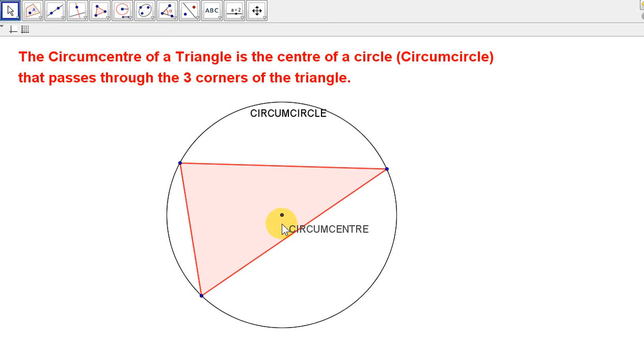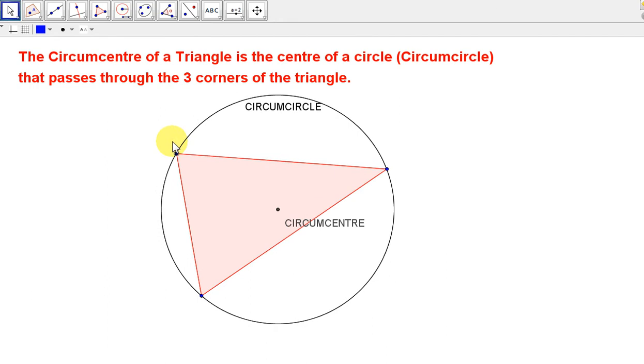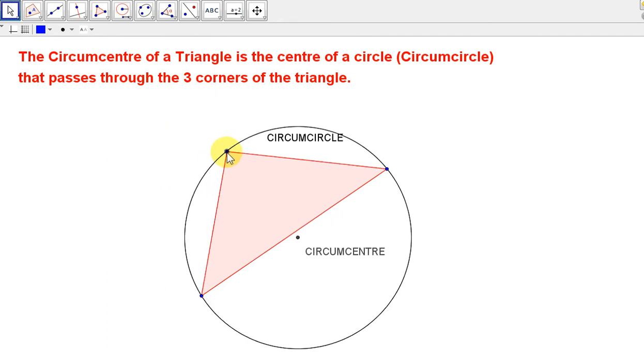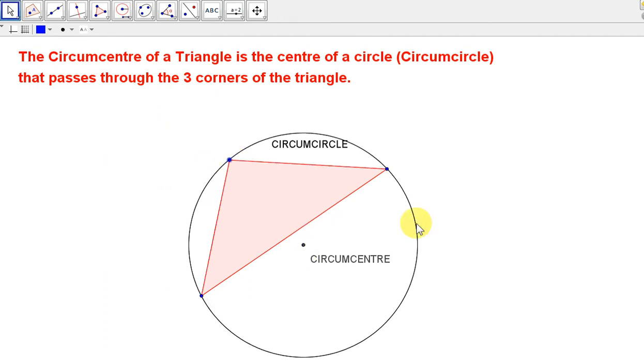The circumcenter of a triangle is the center of a circle which passes through the three corners or vertices of the triangle. This circle is called the circumcircle of the triangle. Now the circumcenter doesn't have to be inside the triangle. So you can see here that the circumcenter of this triangle is outside.